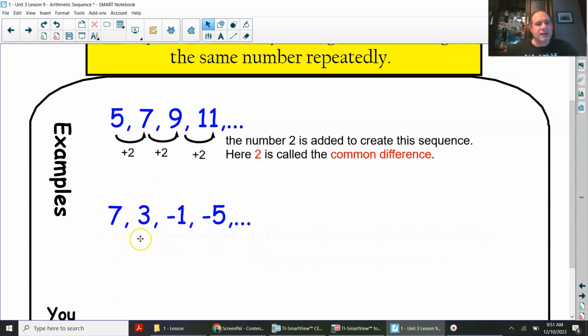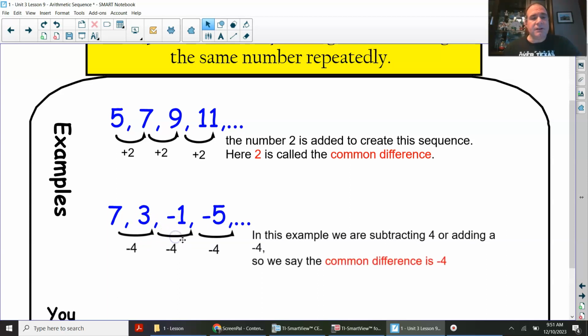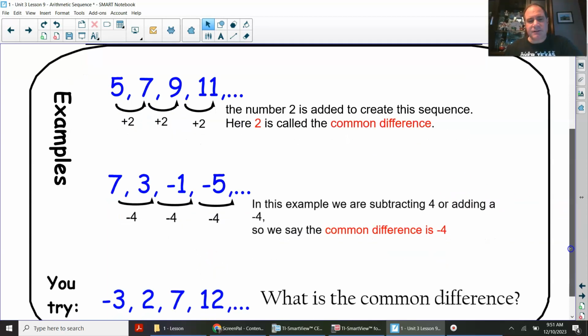So take a look at this second one. 7 goes to 3. So obviously it's not adding, it's subtracting now. But the common difference could be a negative number. So what minus 7 equals 3? And if you can do that in your head, minus 4, right? And 3 minus 4 equals negative 1. The common difference has to be the same. So it is minus 4. It's negative 4. That's the common difference there.